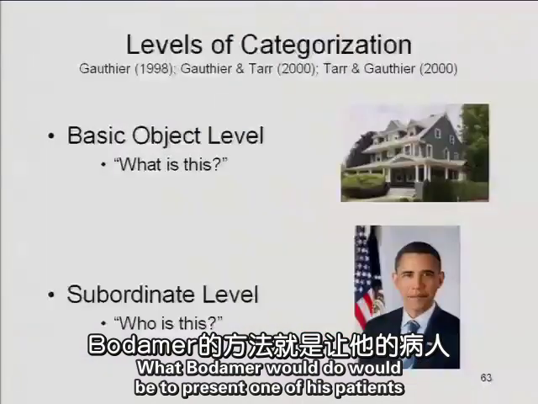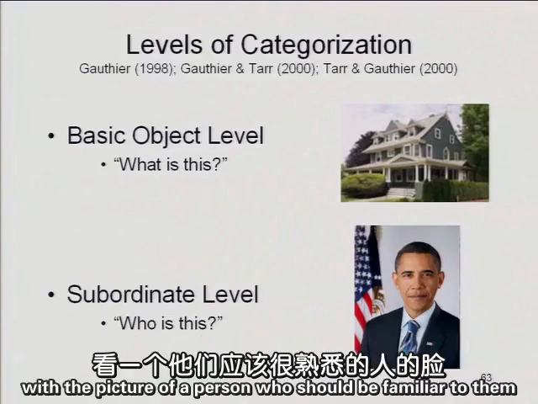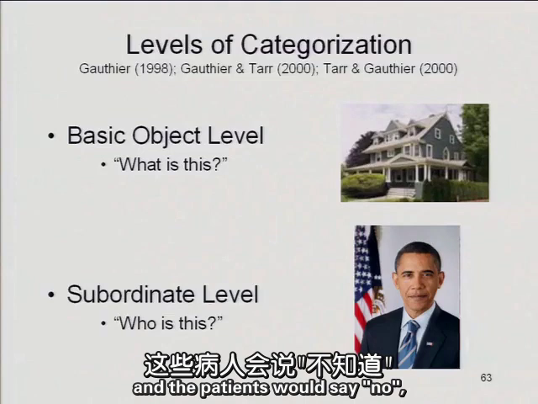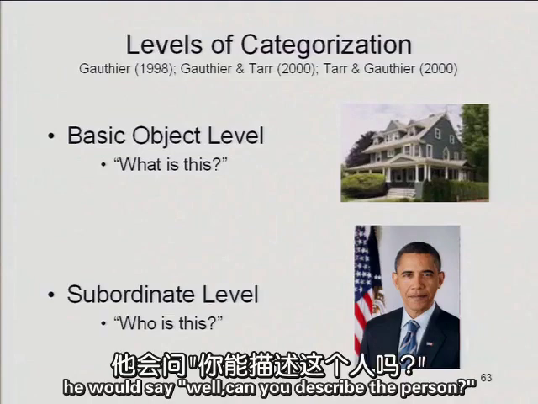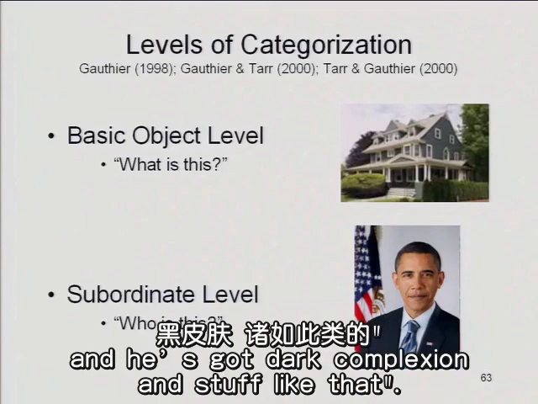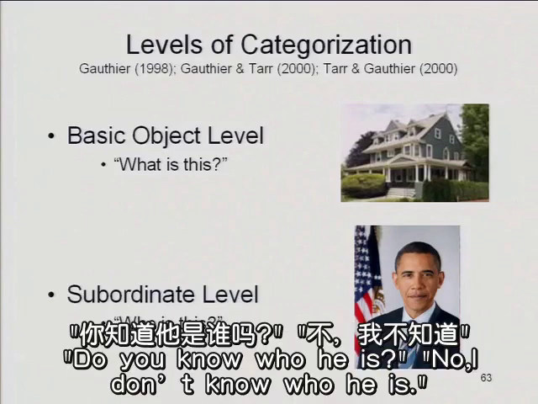What Bottomer would do would be to present one of his patients with a picture of a person who should be familiar to them and say, do you know who this is? And the patients would say, no. They'd say, well, can you describe the person? Yes, he's young and he's male and he's got short cropped hair and he's got dark complexion and stuff like that. Do you know who he is? No, I don't know who he is.